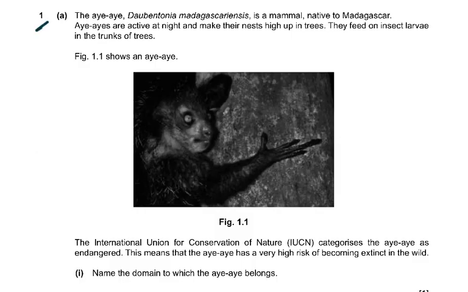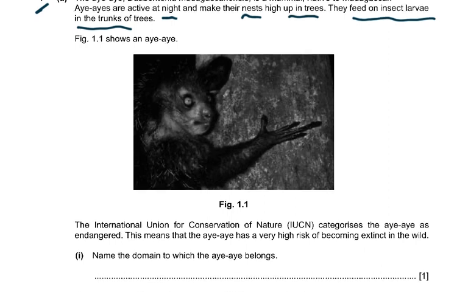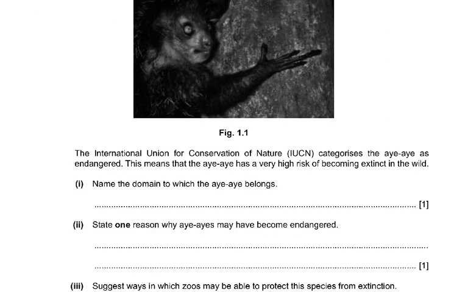Now let's start with question number 1, part A. The aye-aye, Daubentonia madagascariensis, is a mammal native to Madagascar. Aye-ayes are active at night and make their nests high up in the trees. So they've given you some information. They feed on insect larvae in the trunks of trees. Figure 1.1 shows an aye-aye. The International Union for Conservation of Nature, IUCN, categorizes the aye-aye as endangered. This means that the aye-aye has a very high risk of becoming extinct in the wild.